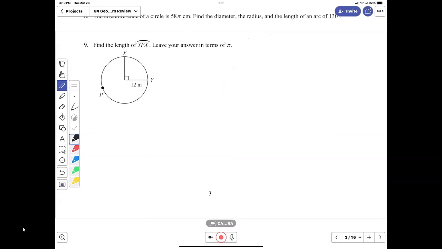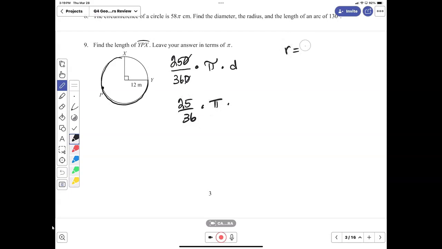For this problem, we're going to find the length of the major arc YPX. So we know it's going to be the ratio. We have 360, so it's going to be 250 times pi times the length of the diameter. The zeros cancel, so you're left with 25 over 36 times pi. Now the radius is 12 meters, so the diameter is going to be 24, so it's times 24 meters.